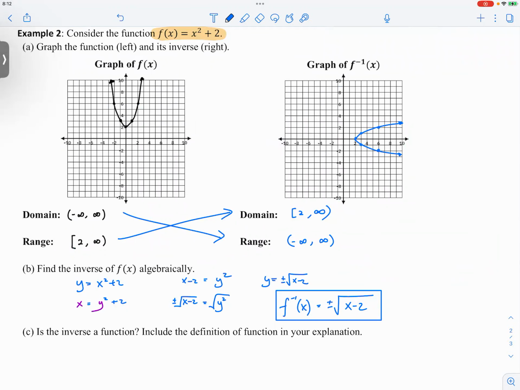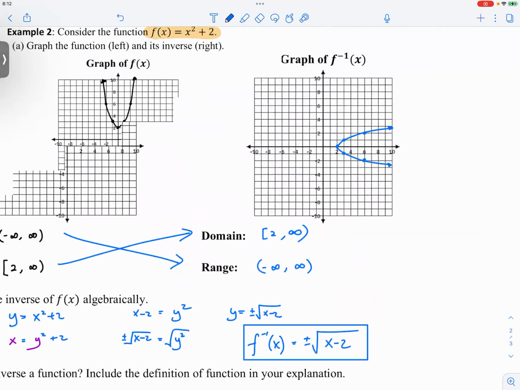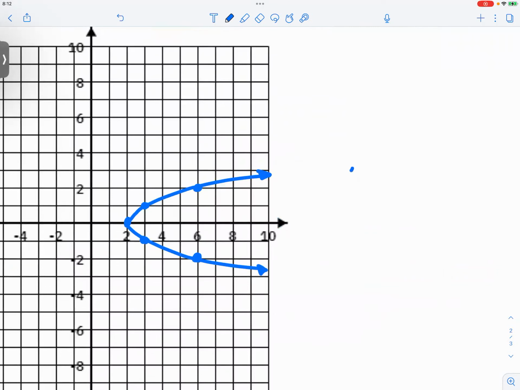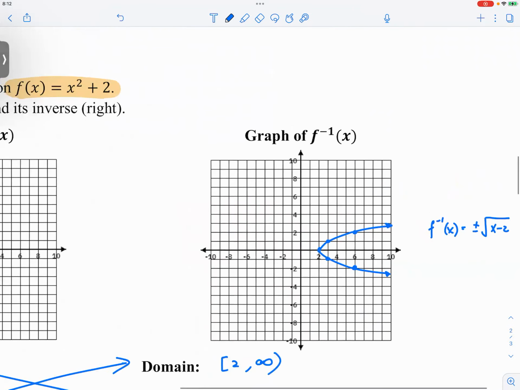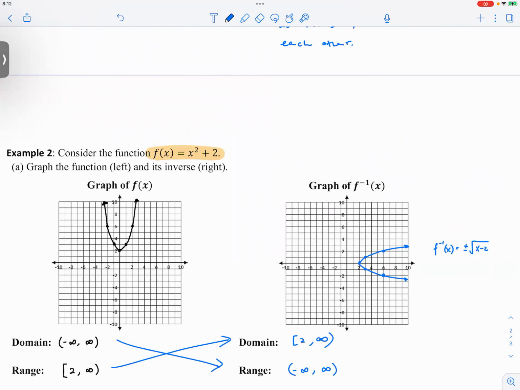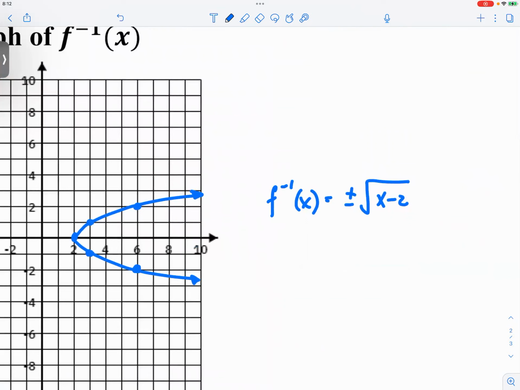Now, let me pause a moment right here. This is f inverse, the inverse of f, plus or minus square root of x minus 2. Now, we are going to learn more about square roots in the next couple of days. But at this very moment, I want to show you something because we're going to do some graphing of square root functions. So you know how to do 1, 3, 5, 7 with the quadratic, right? Parabola. Well, guess what? The inverse of a quadratic function is a square root function.